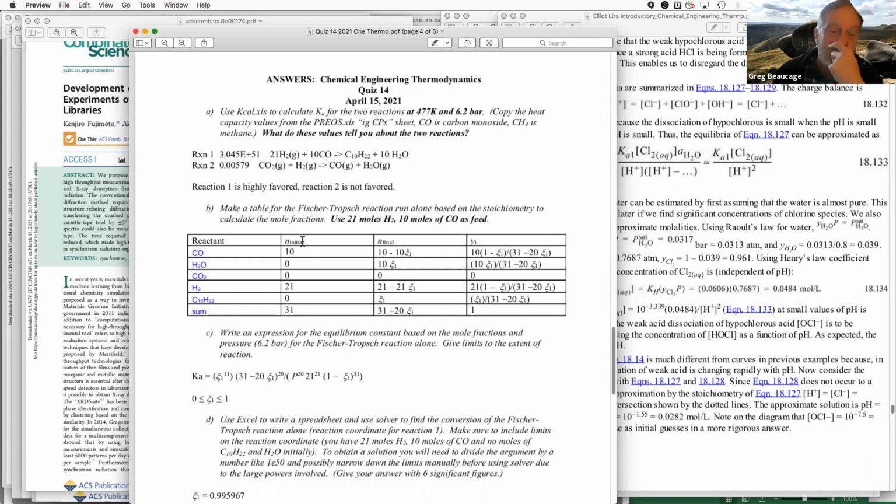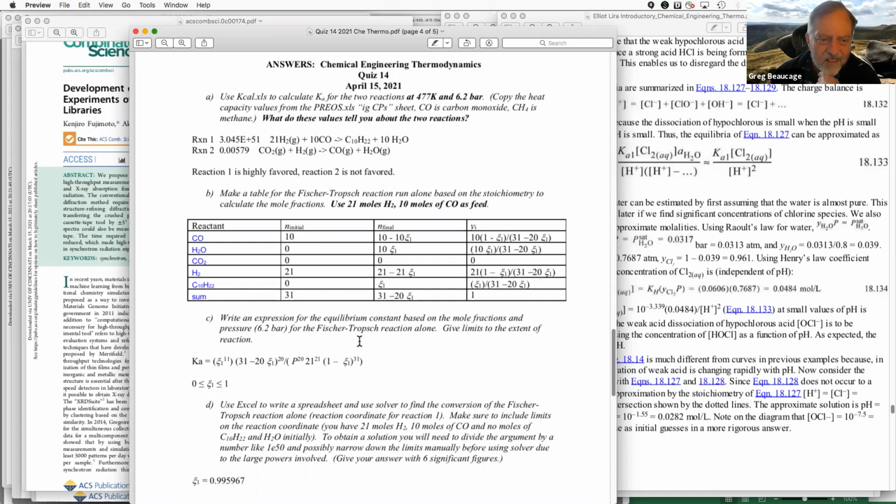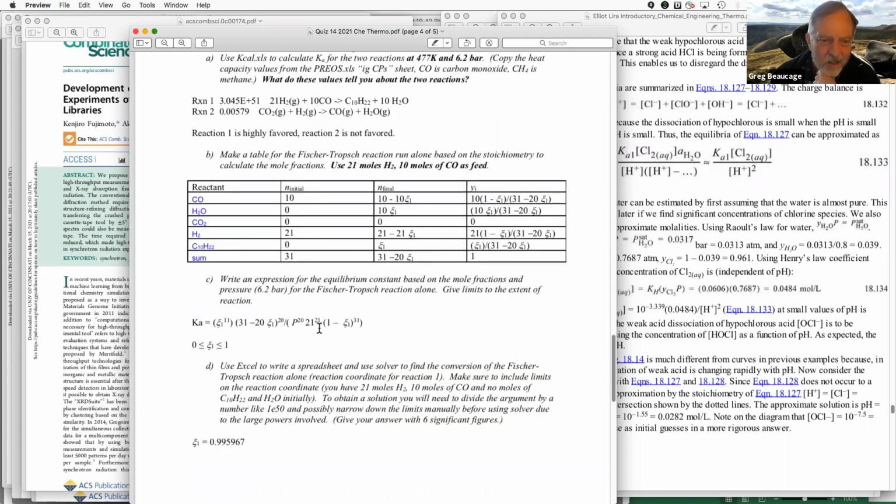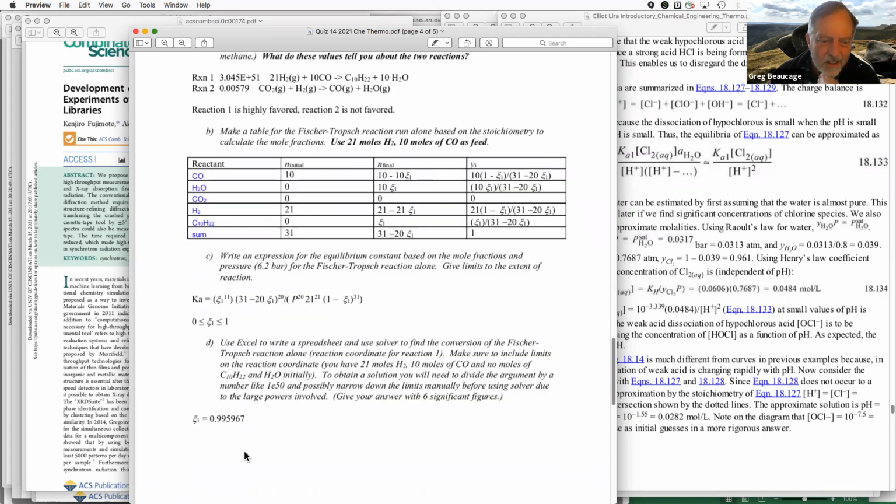So anyway, mostly people got the first part pretty well. They didn't get this number though. I think only 3 groups or something got the actual reaction coordinate.